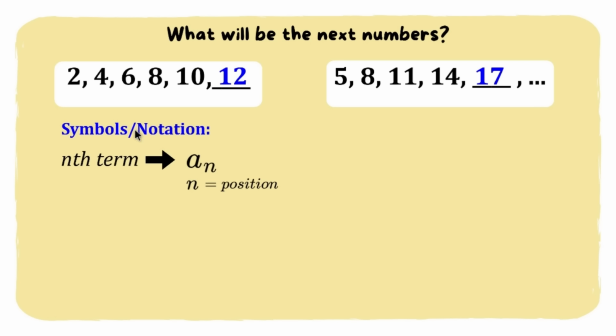So, kunyari, first term here is 2. Ito na po yung a sub 1. Okay? And then second is 4.